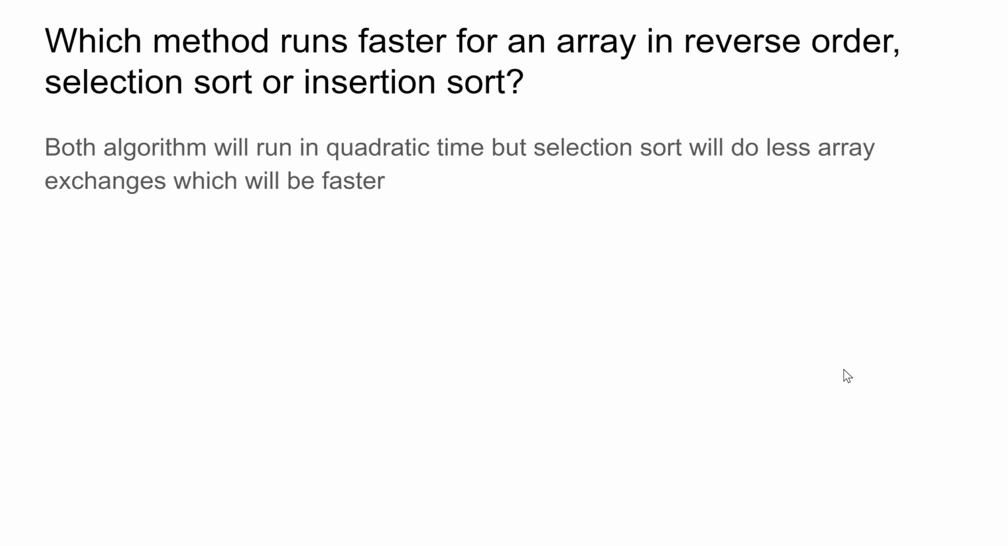Which method runs faster for an array in reverse order, selection sort or insertion sort? Both algorithms will run in quadratic time, but selection sort will do fewer array exchanges, which will be faster.